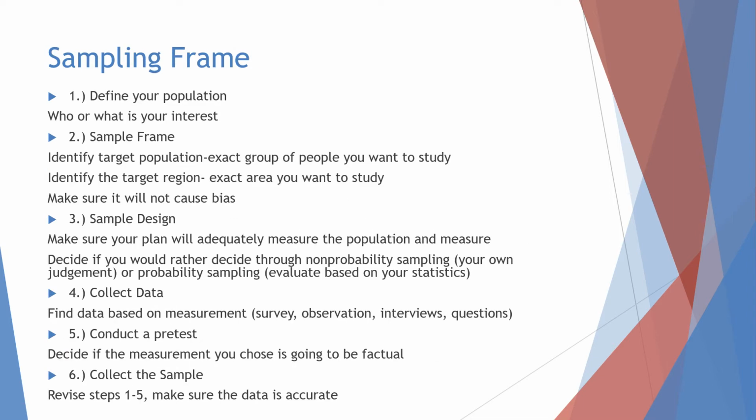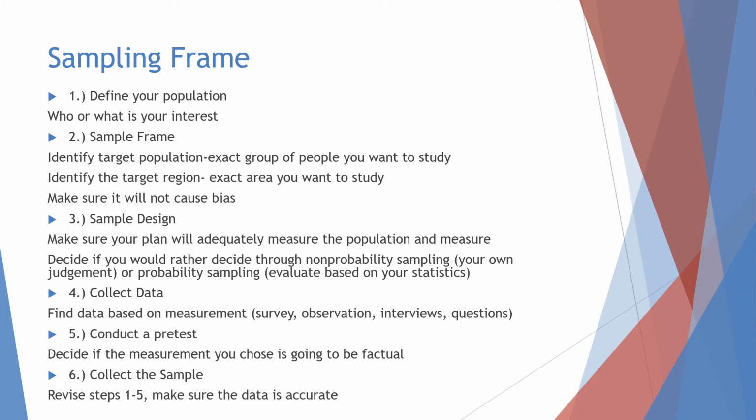Next is the sampling frame, and this is a process to decide how to sample and which option would be best. So first you want to define your population, who or what is your interest. Next you want to design a sample frame. So to start off, you want to identify a target population, and this is the exact group of people you want to study. You also want to identify a target region, which is the exact area you want to study, and this will make sure to not cause bias.